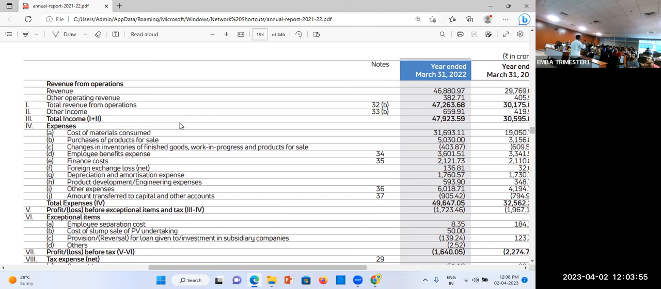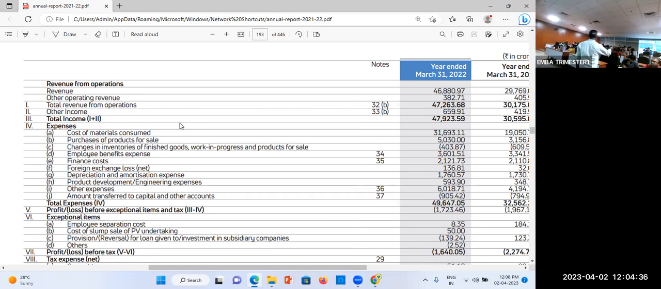Now look at the format. Serial number, particulars, previous year amount, current year amount. First one, serial number 1, revenue from operation. Under that, point number A. Previous year, current year, I told you, but it is the other way. This is current year, this is previous year. So it's not a problem.